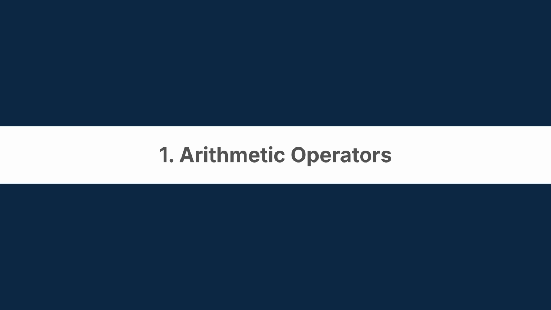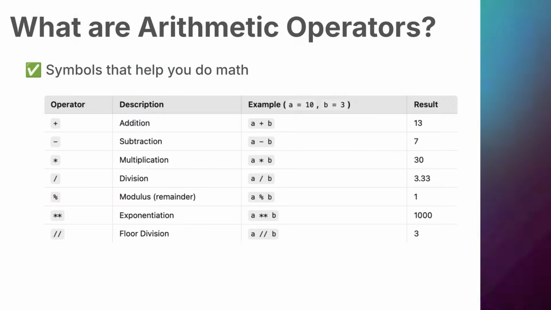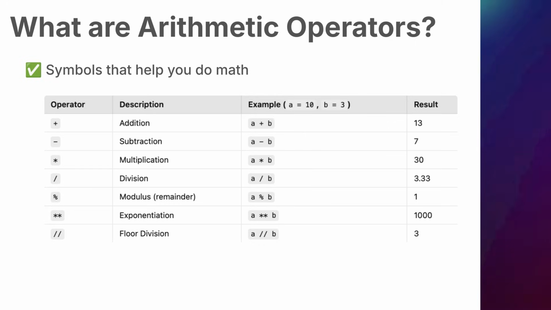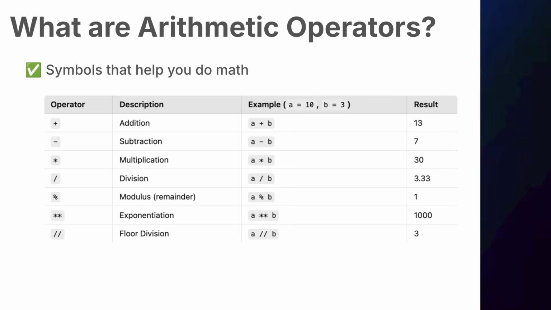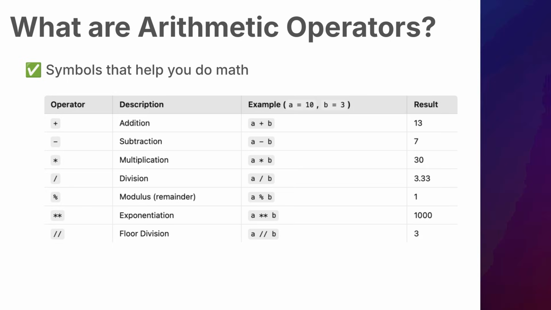One, arithmetic operators. What are arithmetic operators? They're symbols that help you do math: addition, subtraction, multiplication, and so on. In Python, they work just like a calculator. The list shows the basic arithmetic operators. Let's think of using two numbers, a equals 10 and b equals 3.